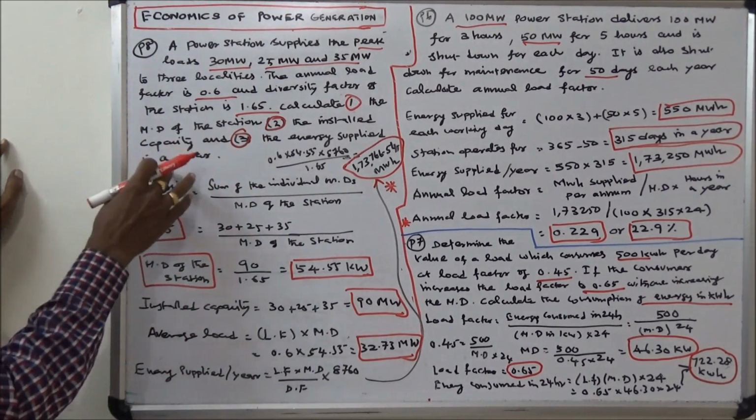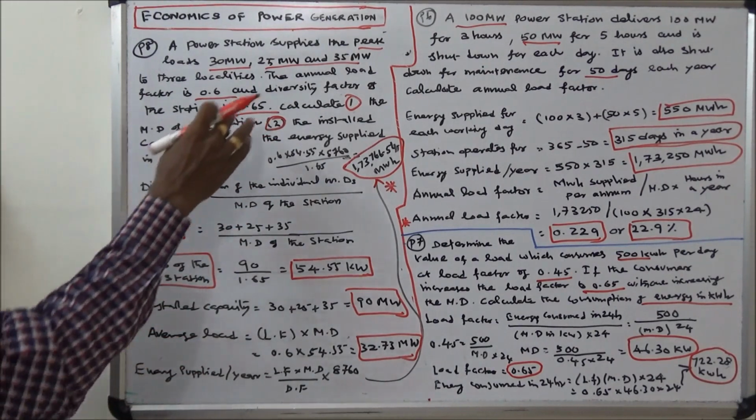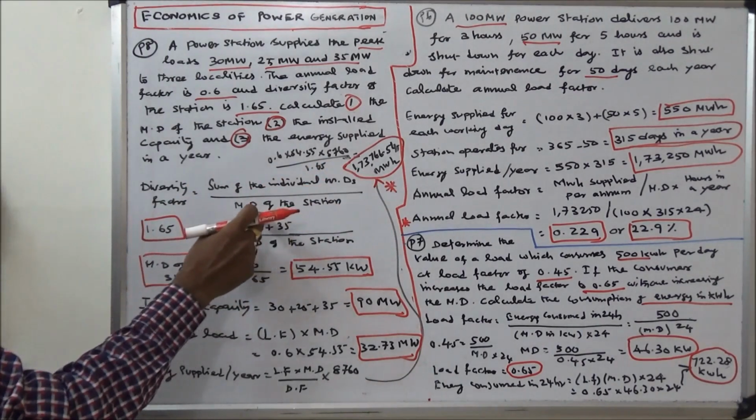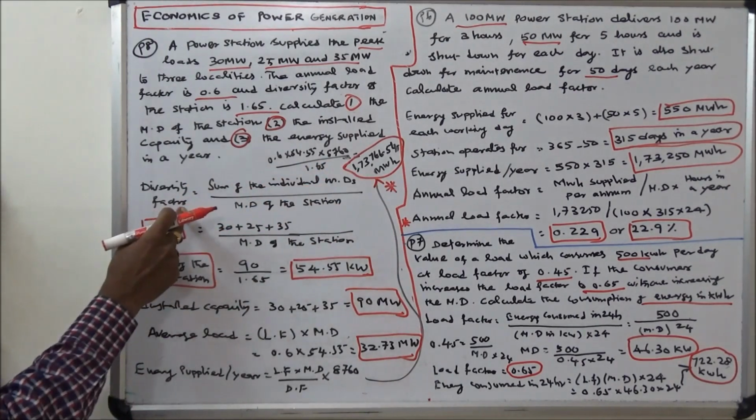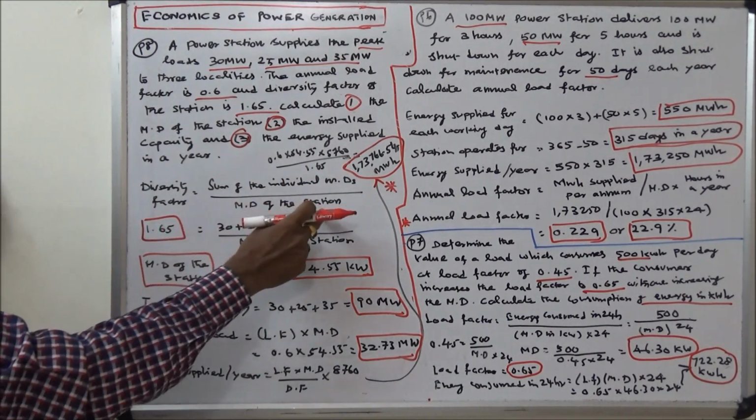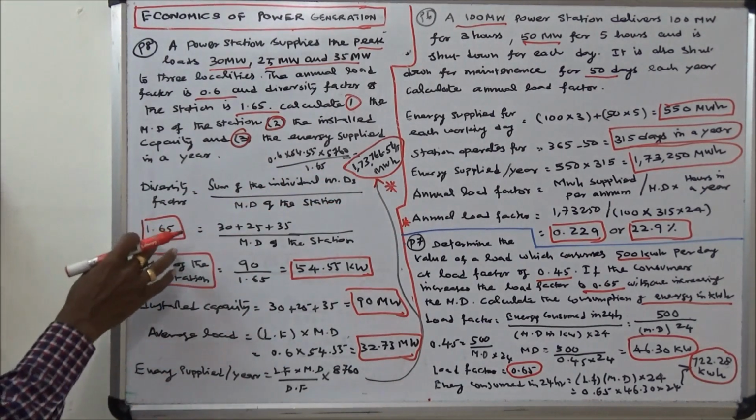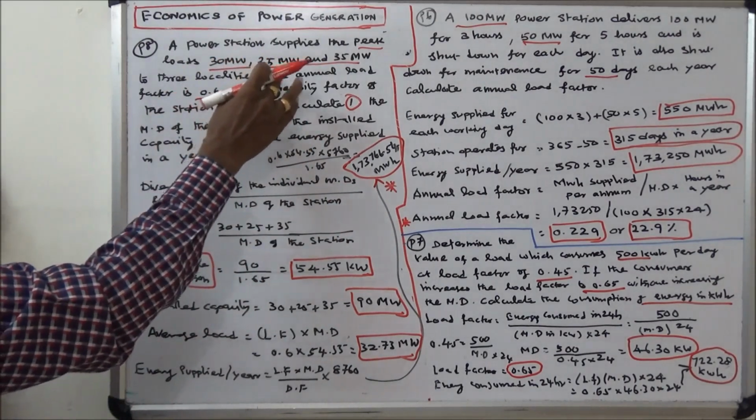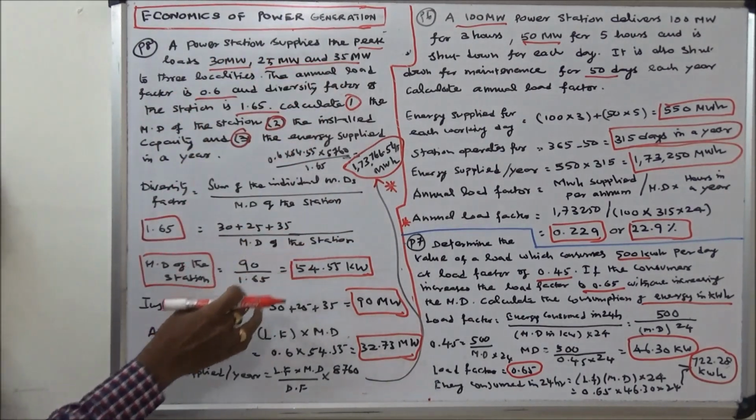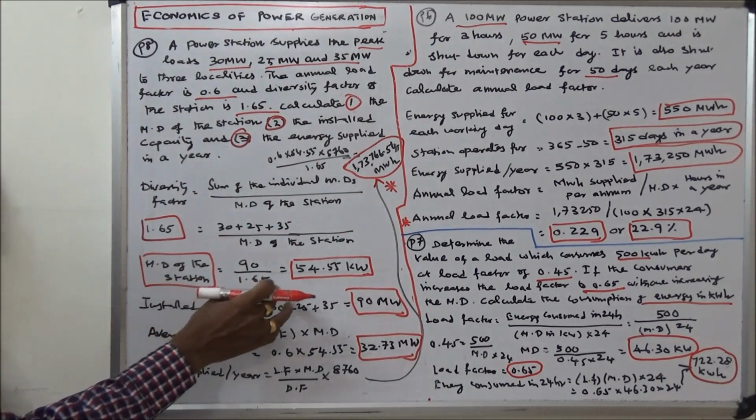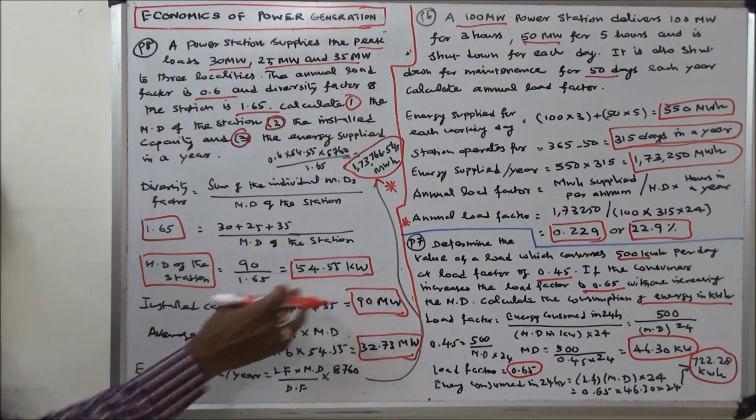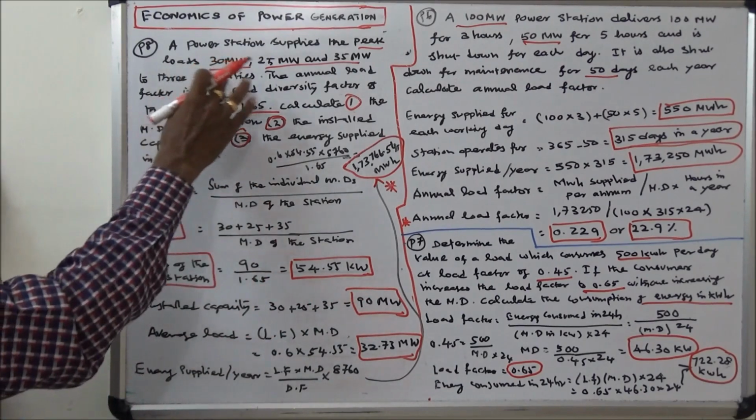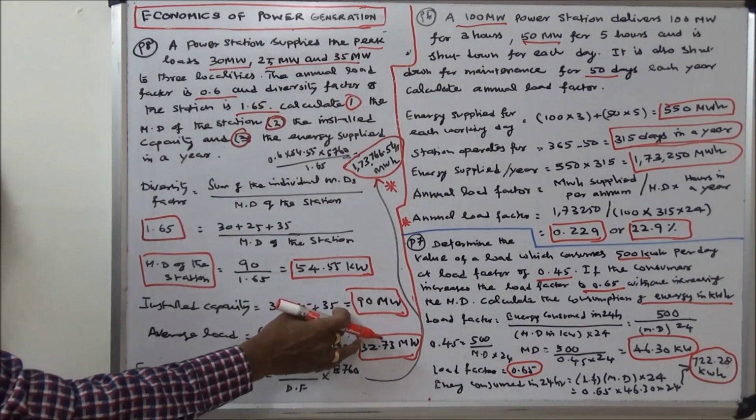First we calculate the diversity factor. Diversity factor is given 1.65. So sum of the individual maximum demands divided by maximum demand of the station, that is the diversity factor. Here we have to calculate the maximum demand of the station. So this is 1.65, that is equal to sum of the individual maximum demands, 30 plus 25 plus 35, that is equal to 90, by diversity factor 1.65, that is equal to 54.55 megawatts, that is the maximum demand of the station. Next, installed capacity is equal to 30 plus 25 plus 35, that is equal to 90 megawatts.